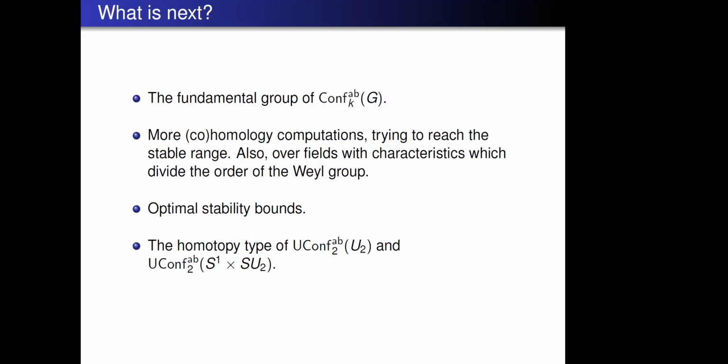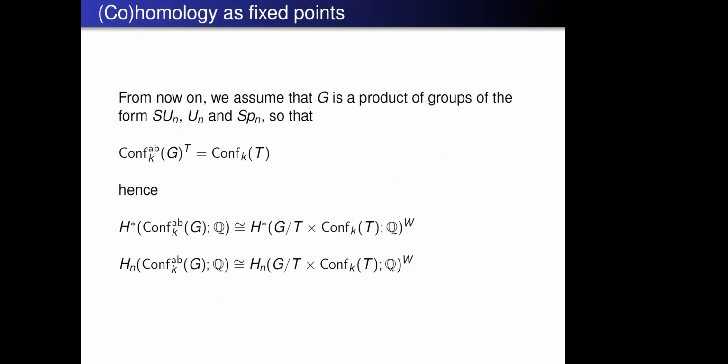So in this case, what happens? I mean, you don't have this distinctive component. Yeah, we don't have that distinctive component, right? That's why from the beginning I put the condition that G is a product of groups of this form, so that the fixed points will be the configurations of the torus. And in those cases, the space of configurations of commuting elements is always path connected too. So you don't have to worry about the connected component.